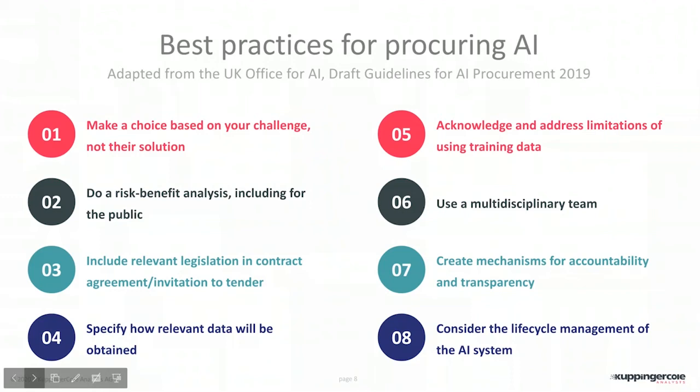Fifth, it's important to acknowledge and address the limitations of using training data. Inherent bias is always present, be it selection bias or measurement bias. Your team's engagement with and actions to mitigate the effects of that bias should be well documented.